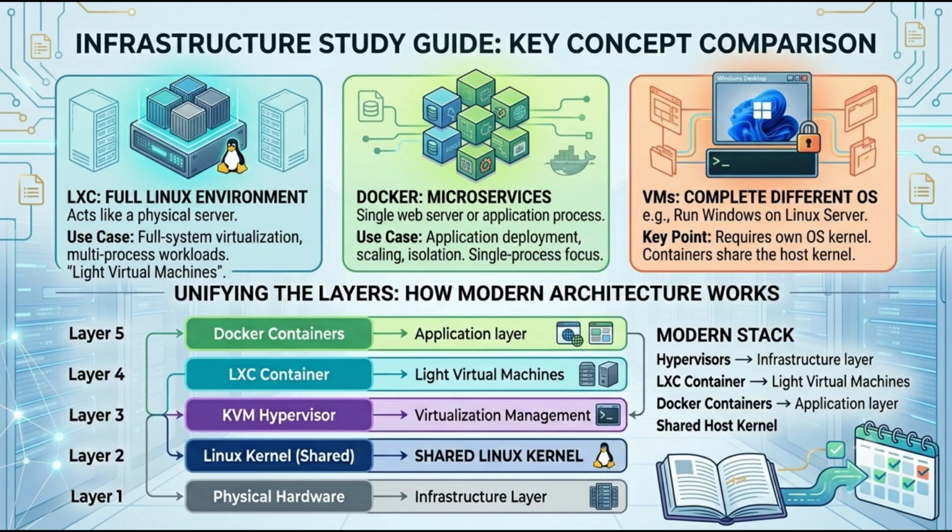Here is the cheat sheet for your next exam or interview. If you need to run a full light Linux environment that acts like a server, use LXC, for example, a DNS server, DHCP server, and so on. If you are building a microservice that just runs a single web server, use Docker. If you need to run a completely different OS, like running Windows on a Linux server, you must use a virtual machine, because containers require a shared Linux kernel.